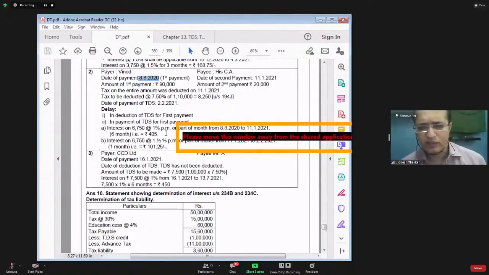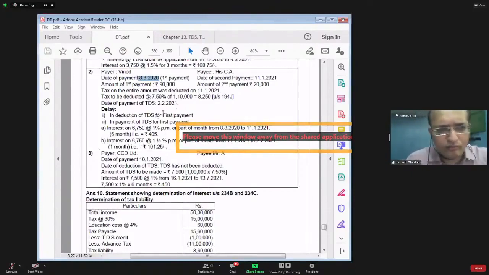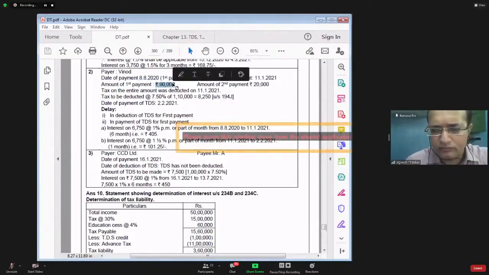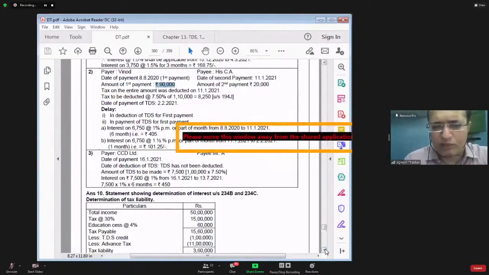Yes, 6 months. So you calculate interest for 6 months at the rate of 1%. Yes or no? Tell me what is the amount of interest. First of all, tell me what is the amount of TDS. On this 90,000, TDS at the rate of 7.5% will be how much? 6750. On that 6750 you apply how much percentage? 6%. 1% for 1 month, 6% for 6 months.